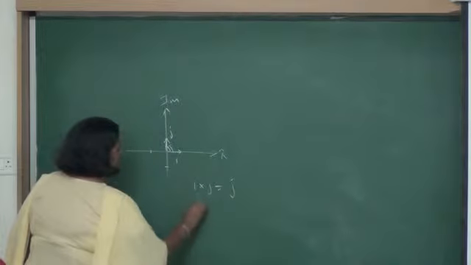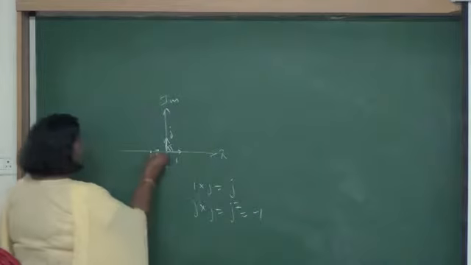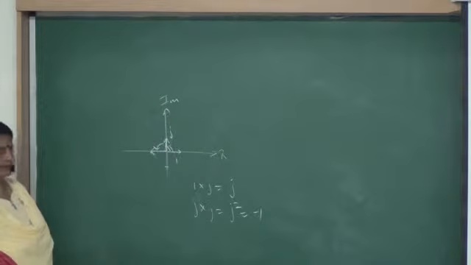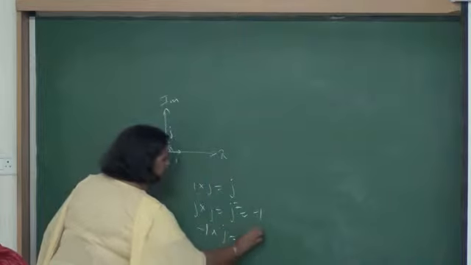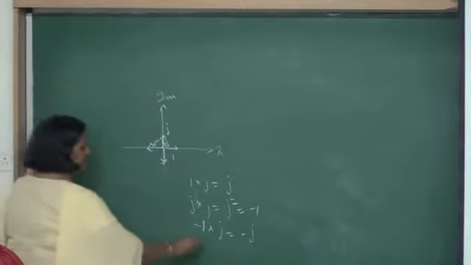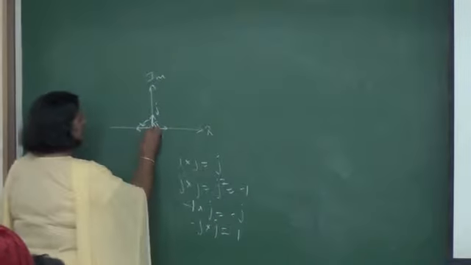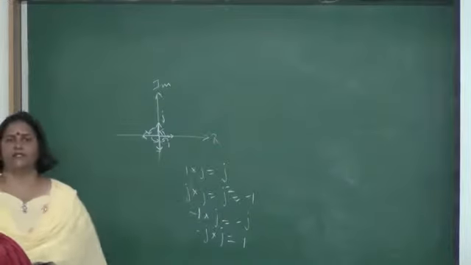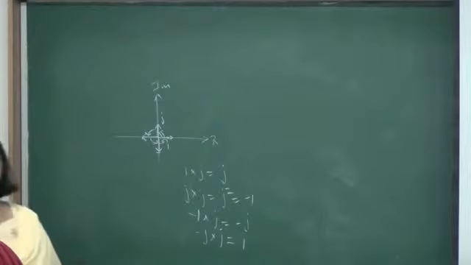If I multiply by j once again, this j square is -1. So I go here. I multiply again -1 with the j, I get -j. I go down. Again I multiply by -j, it is 1. I come to this. So in terms of operator, it is doing the operation of rotating the vector by 90 degrees.